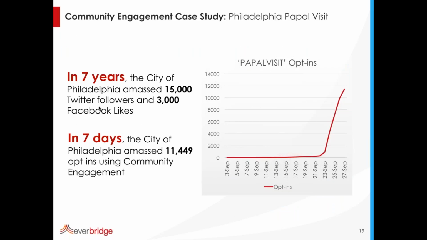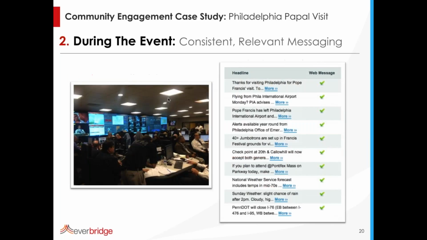And in 7 days, they were able to get about 11,500 users to sign up. So very good inflection point here. They were testing internally up until about the 23rd of September, and then the media blitz hit and a lot of opt-ins. It's particularly impressive when you compare that against their social traction over the previous 7 years. In just 7 days, they were able to get quite a few followers.